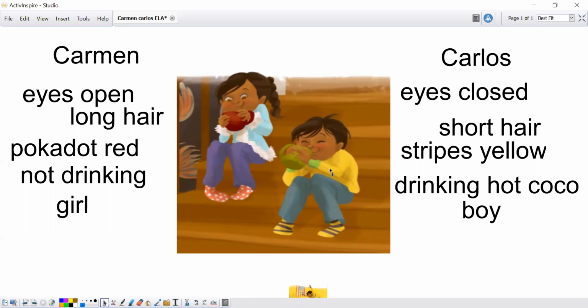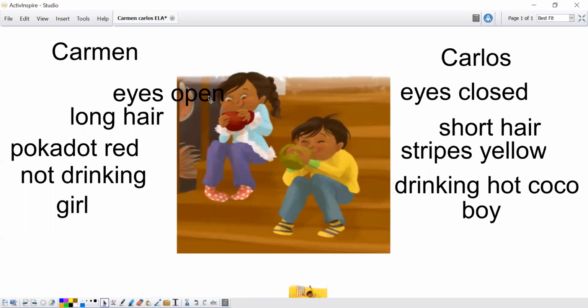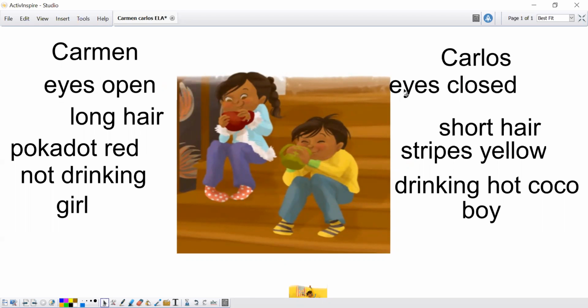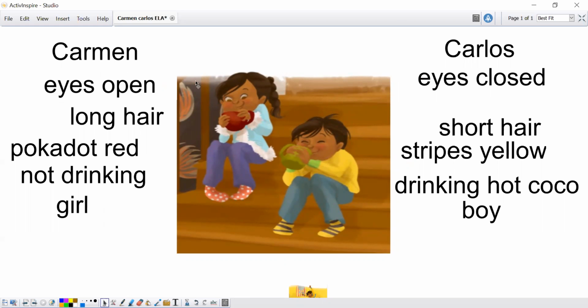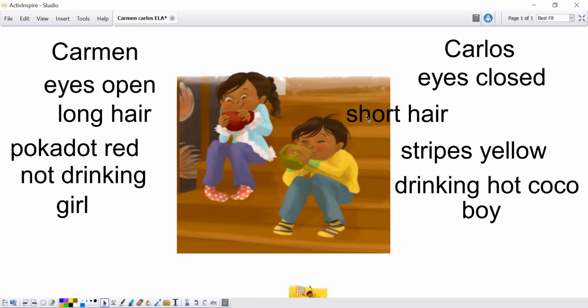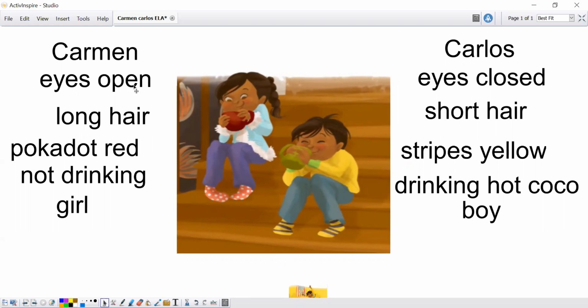Here in our observation, we practiced the skill today where we compared and contrasted Carmen and Carlos. We said Carmen's eyes are open in this picture, but Carlos's eyes are closed. So in this picture, the details are their eyes. Another detail is long hair. Carmen has long hair. Carlos has short hair. The author is showing us that the characters are different by portraying different characteristics.